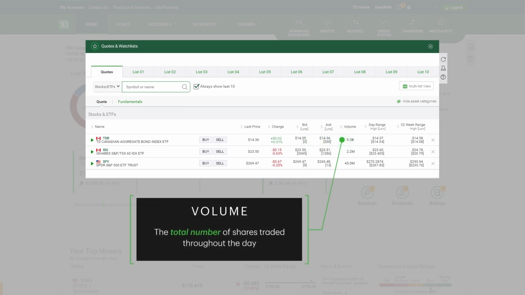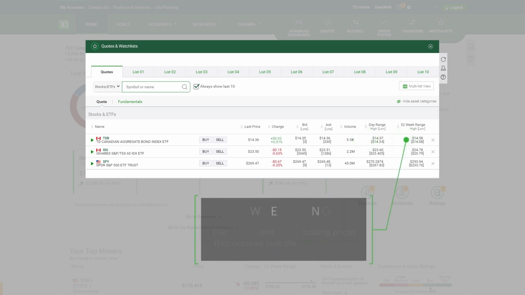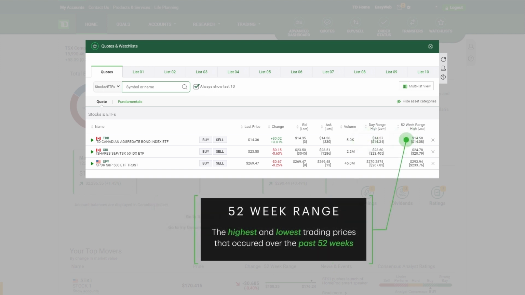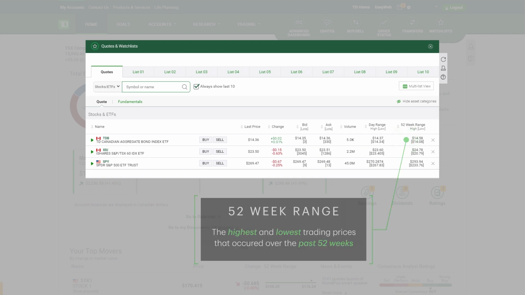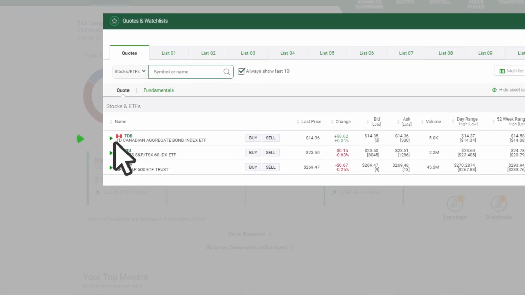Volume. The total number of shares traded throughout the day. Day range. The highest and lowest trading prices for the current day. 52-week range. The highest and lowest trading prices that occurred over the past 52 weeks. If you want more information, click the green arrow next to the security symbol.